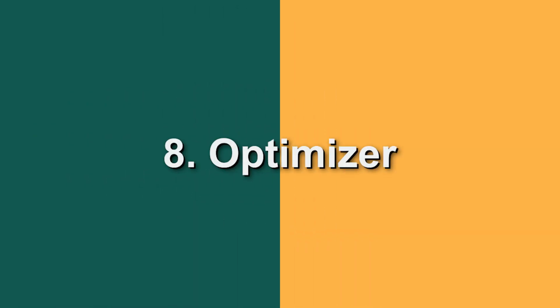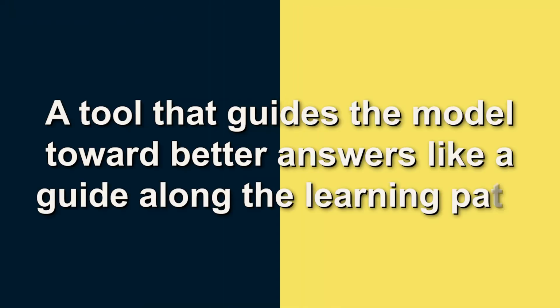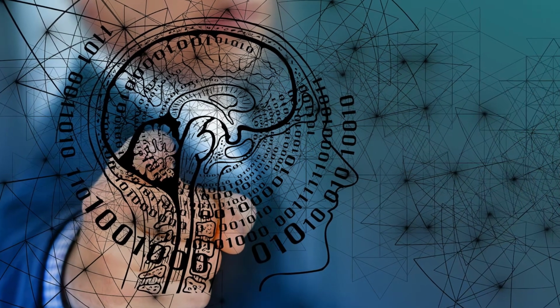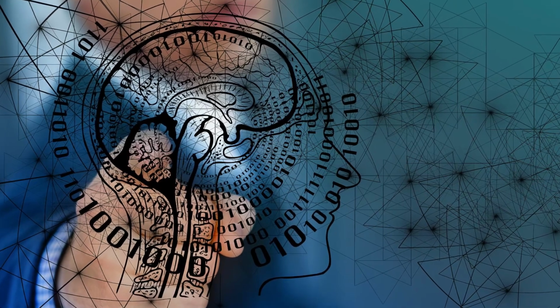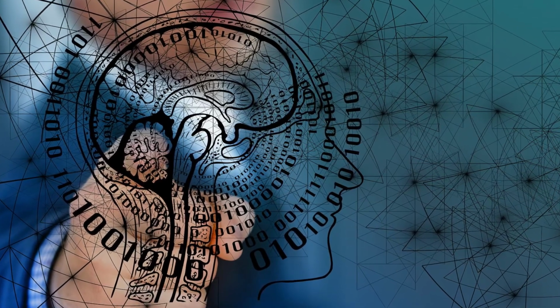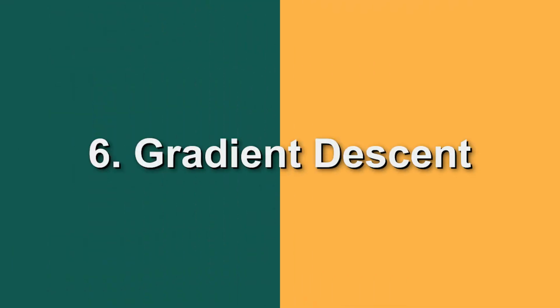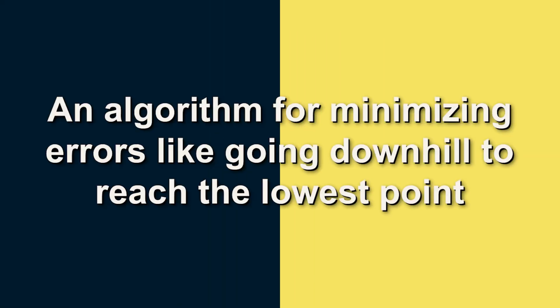8. Optimizer. A tool that guides the model toward better answers, like a guide along the learning path. 7. Backpropagation. A method for correcting errors in neural networks by moving from the output back to the input. 6. Gradient descent. An algorithm for minimizing errors, like going downhill to reach the lowest point.